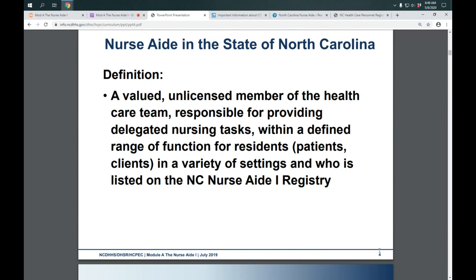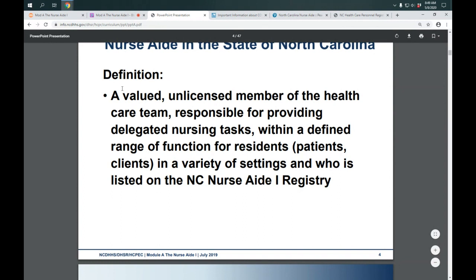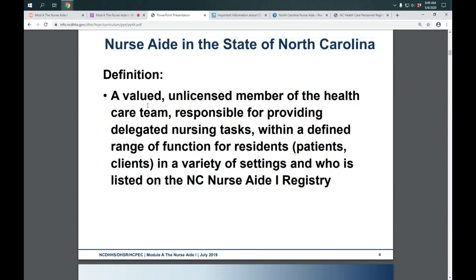The very first thing they want to talk to you about is who you are as a nurse aide. And that is, if you'll notice this word right here, a valued, unlicensed, those two words are huge. Valued and unlicensed member of the healthcare team. Those 3 words basically define you here. You are responsible for providing delegated nursing tasks, and we're going to talk about what delegated means in just a moment, within a defined range of function.